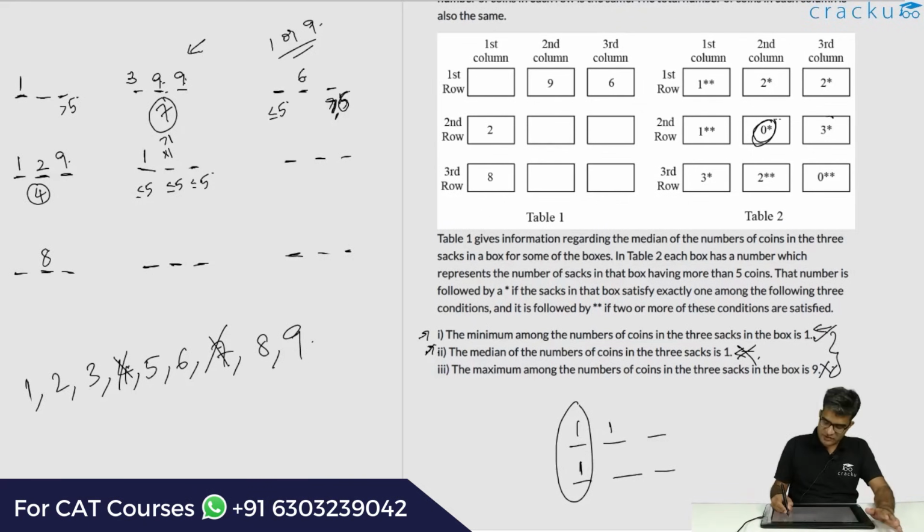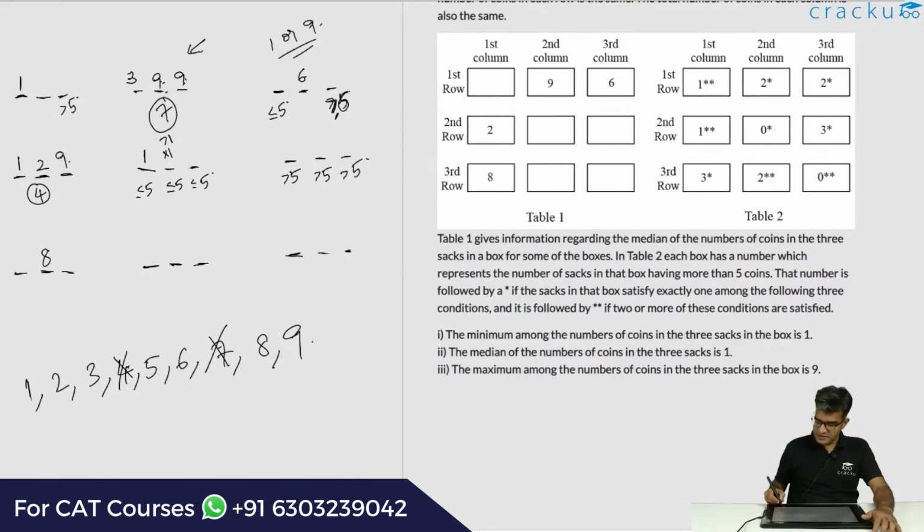Go to the next box. Here we are told that all three are greater than 5. So this is greater than 5, this is greater than 5, this is greater than 5. And one of the three statements is true. And that statement cannot be this one or this one. Because if all the three numbers are greater than 5, the minimum number will not be 1, the median number will not be 1. So this has to be implied that the third statement is true. So this will be 9.